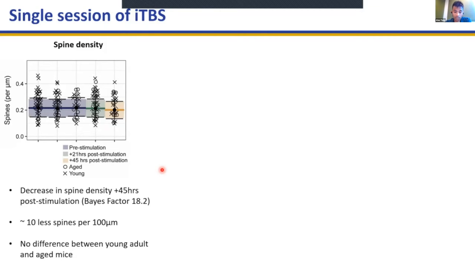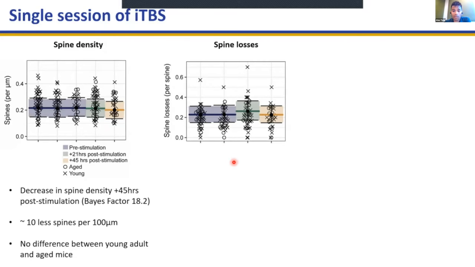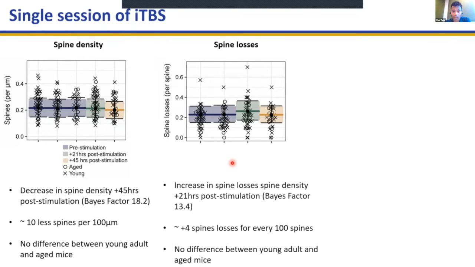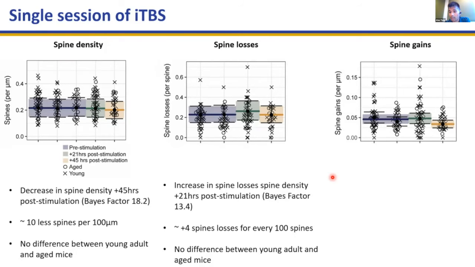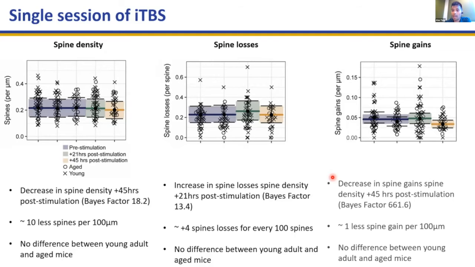And this change was present in both the aged and young animals. So rTMS is driving the structural plasticity irrespective of the age of the motor cortex. When we look at spine losses, there was strong evidence for an increase in spine losses at the plus 21 hours post-stimulation. And again, when you extrapolate this to about 100 spines, this is an increased loss of about 4 spines for every 100 spines. And again, this didn't change whether it was the younger or aged animal, so it happened to both cohorts.